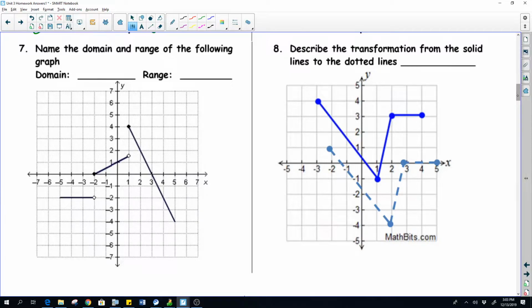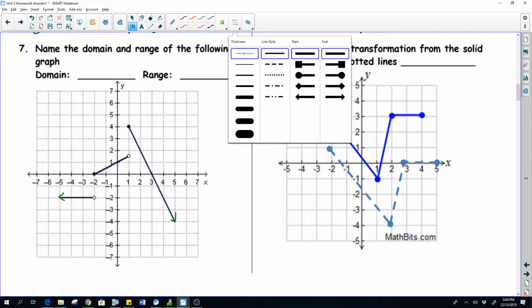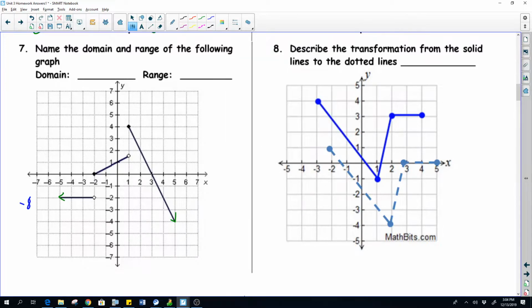Ooh, piecewise functions. Name the domain and range of the following graph. Okay, so the domain is the x values. I don't see arrows, but I'm guessing they're supposed to be. Sorry about that. Don't know why they didn't put arrows on there for you. There we go. Guessing there's supposed to be arrows there. So then our domain is the x values, right? So here's our x values. So -8, -7, -6, all the way to -infinity. And so -infinity, we're coming along.